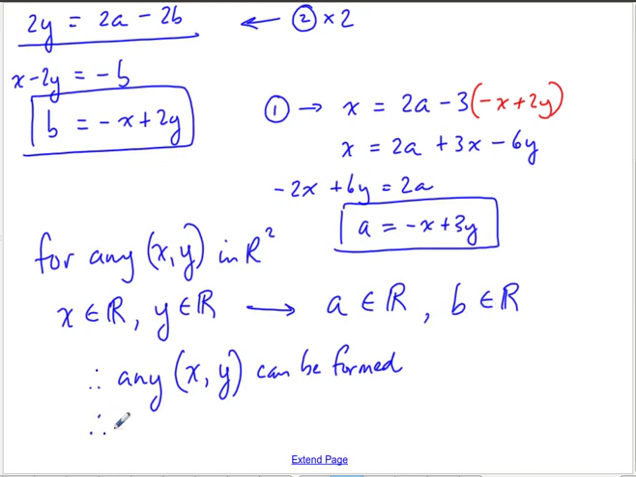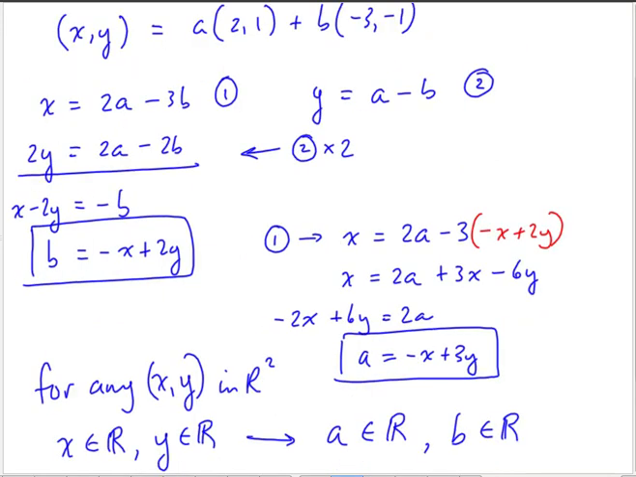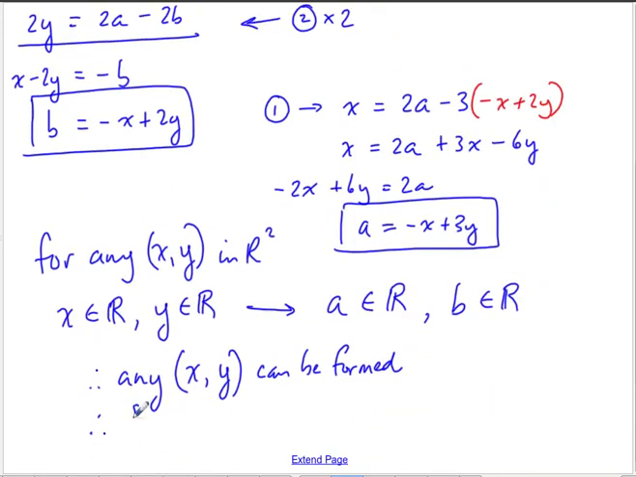So therefore, the vectors, what are these vectors? They are 2, 1 and negative 3, negative 1. So the set 2, 1, comma, negative 3, negative 1, form a spanning set.